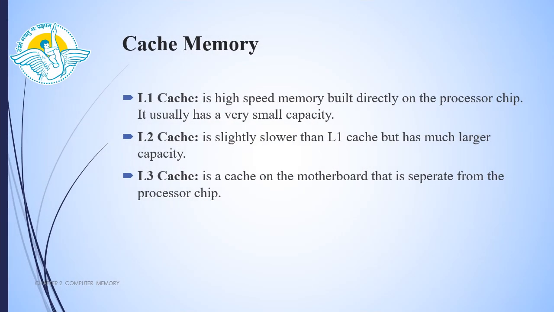Now let us see the three types of cache memory. L1 cache is high-speed memory built directly on the processor chip. It usually has a very small capacity. L2 cache is slightly slower than L1 cache but has much larger capacity. L3 cache is a cache on the motherboard that is separate from the processor chip. So out of these three types of cache memory, L1 cache is the memory which is accessed at a very high speed by the CPU.